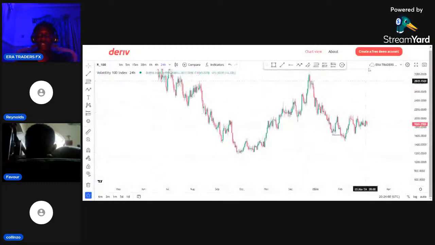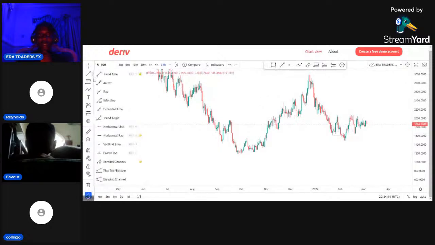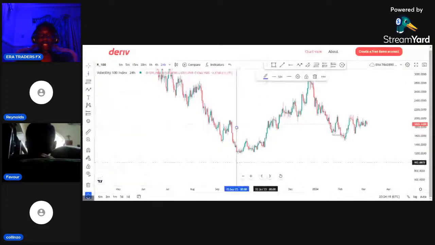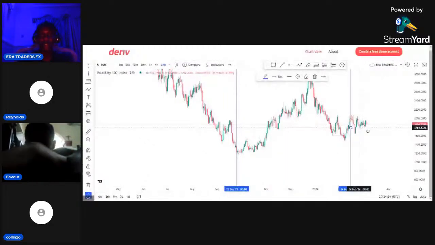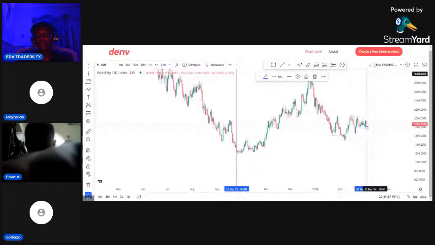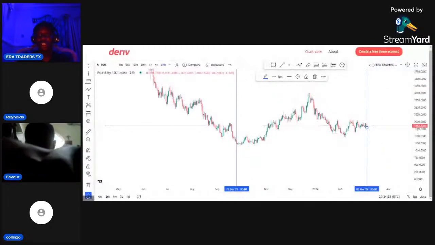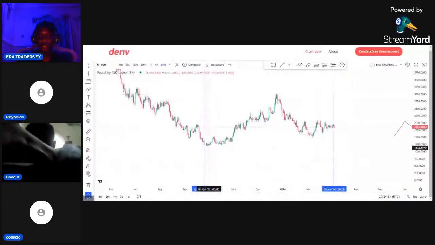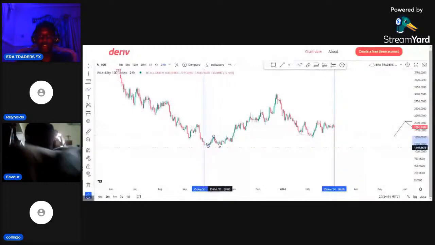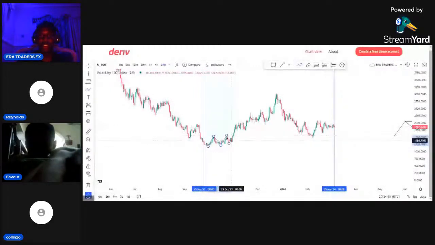So I want all of us to go to our chart now and mark out what's currently happening on this 100. Where you mark out from, you start from, just mark out from this region to where price is currently. Mark out the structure, the higher high, let me show you what you do. Higher low, something like this. Mark it out.